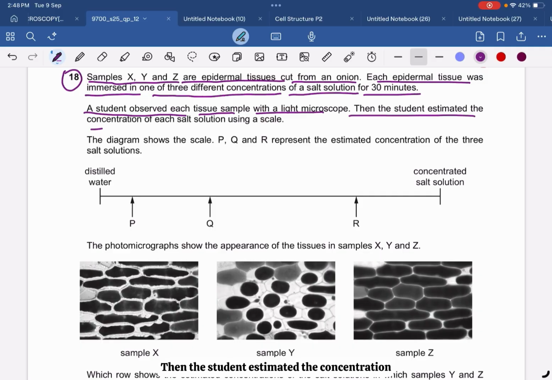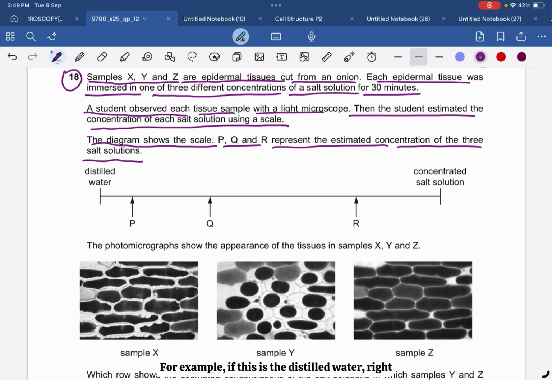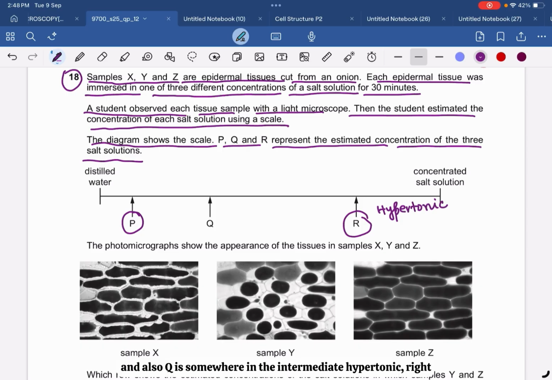Then the student estimated the concentration of each salt solution using a scale. The diagram shows the scale; P, Q and R represent the estimated concentrations of the three salt solutions. For example, if this is the distilled water, it has more water in it and less salt concentration in it. Then R has a lot of salt in it, like it is concentrated in salt, so it has less water and more solute, so it is a hypertonic solution, right? It is a hypertonic solution. And also Q is somewhere in the intermediate, hypertonic, right?